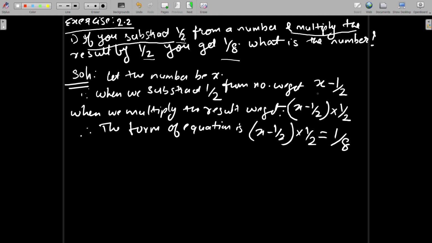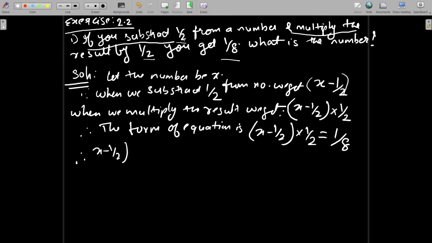What is the result? x minus 1 by 2 is nothing but your result. So we have to multiply this by 1 by 2. So when you are multiplying this result by 1 by 2, we get 1 by 8. So the proper form of the equation will be what? x minus 1 by 2 into 1 by 2 is equal to 1 by 8. Therefore, now let us proceed to the solution.